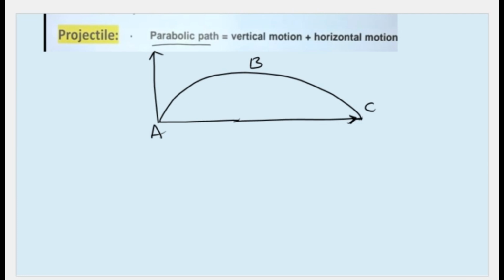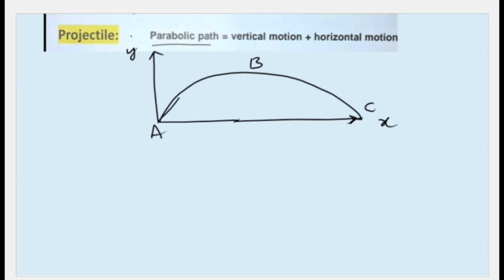Projectile motion is a 2D motion, so it can be discussed in two parts, horizontal motion and vertical motion. This 2D motion can be studied as two independent 1D motions, one along the x-axis and the other along the y-axis. So look at the picture. This is the x-axis, this is the y-axis.